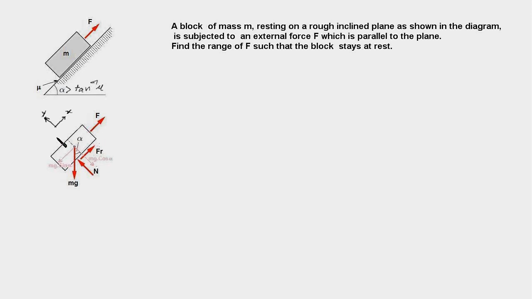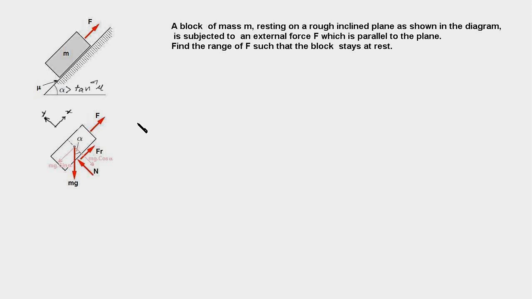Therefore it will be acting upwards. Now along the normal, that is along the y-axis, there is no motion, and therefore the net force on the block would be 0, and therefore N would be equal to mg cos alpha. This equality will be true irrespective of the value of F. So for the present, we'll ignore these two forces and focus our attention only on the three forces mg sin alpha, frictional force Fr, and F, because these are the three forces which are acting along the plane and are responsible for motion of the block along the plane.